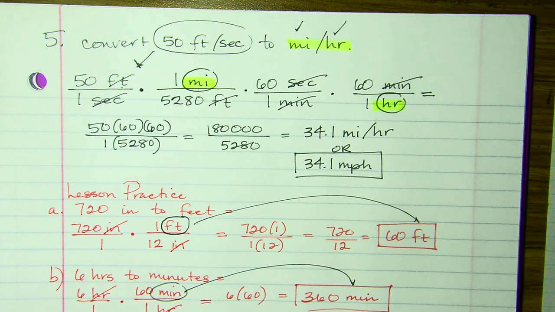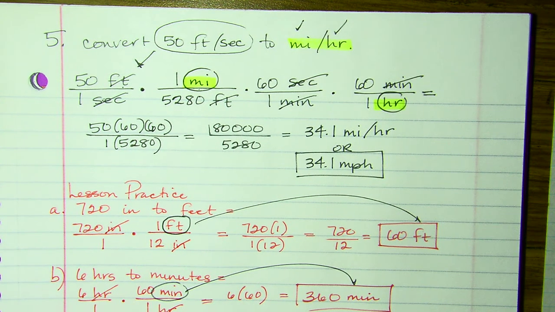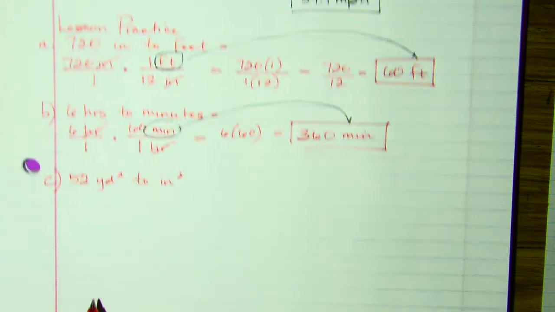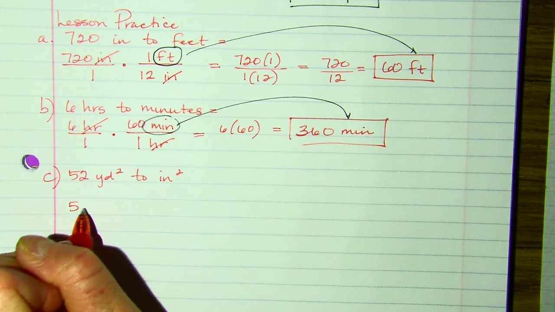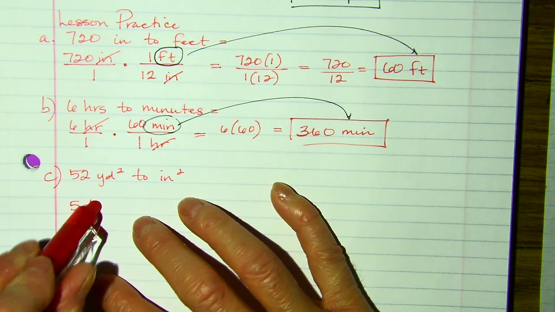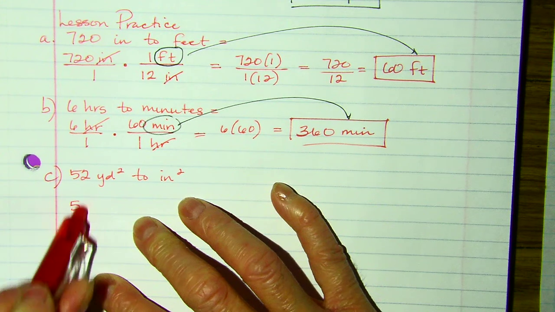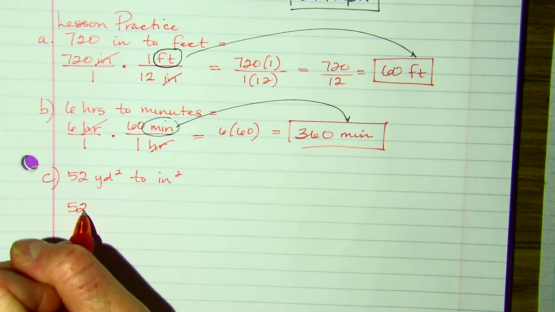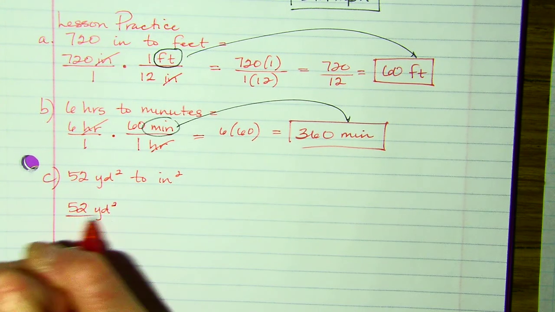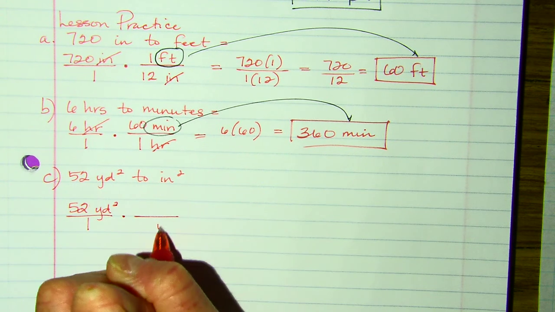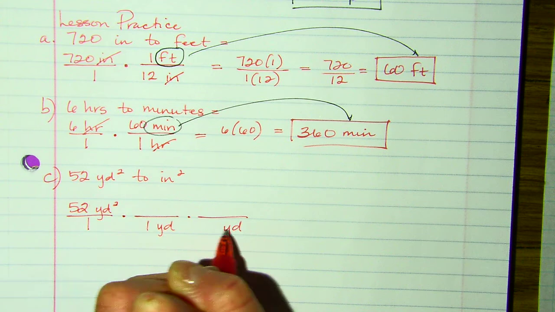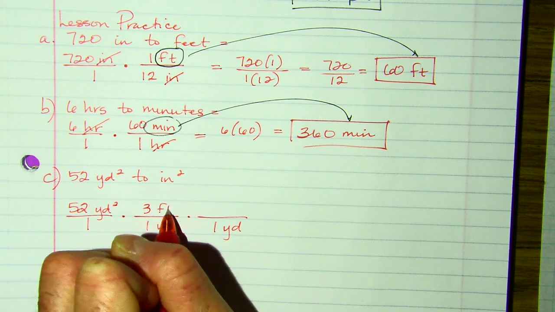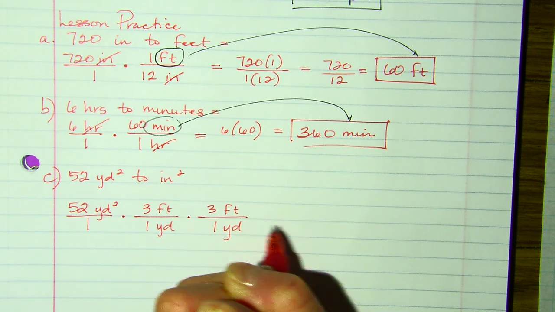C, 52 yards squared, 2 inches squared. Remember that means that I have 2 of them. So 52 yards squared over 1. That means I need to get rid of 2 yards. So I know in 1 yard there are 3 feet. Use my notes. This looks identical to the one I did.